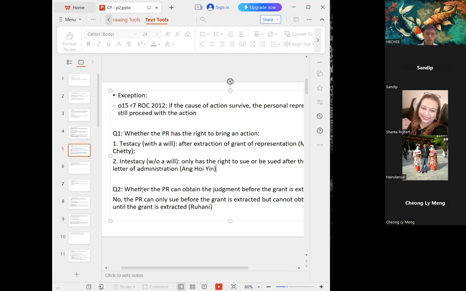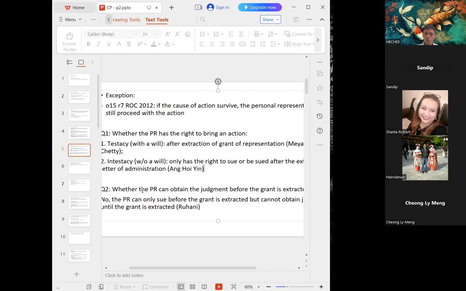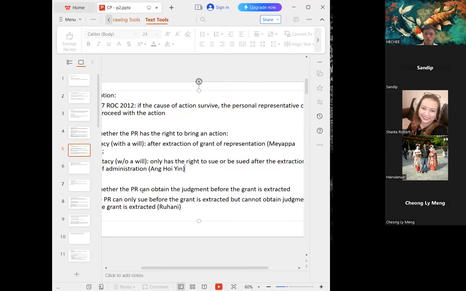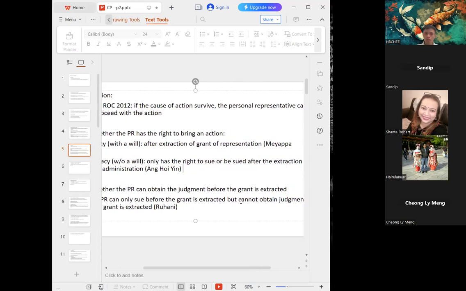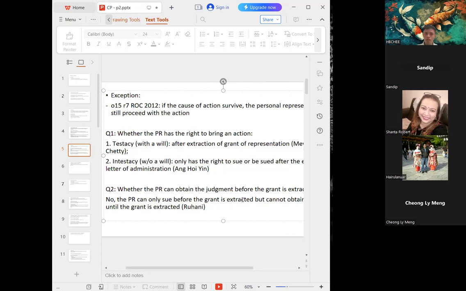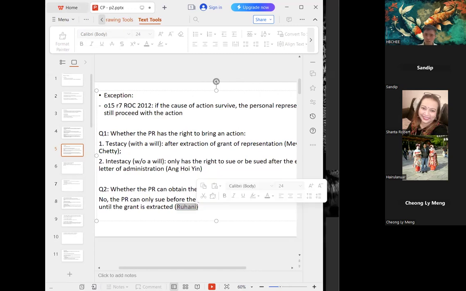So the next question is whether the PR can obtain the judgment before the grant is extracted. The answer is no. The PR can only sue before the grant is extracted, but he cannot obtain the judgment until the grant is extracted. That means he has the right to sue, but he cannot obtain the judgment. Here is the case, Honey.